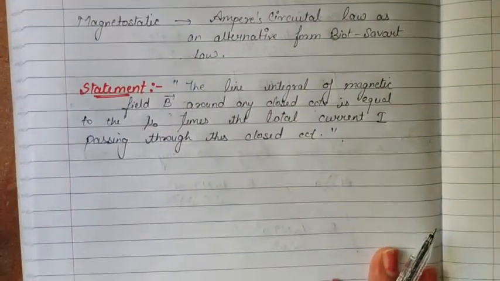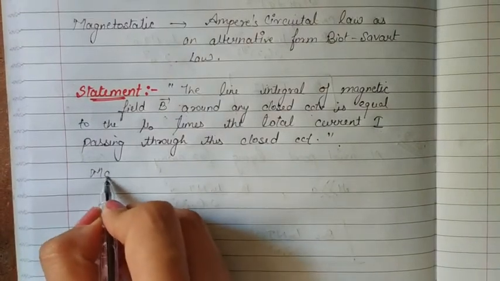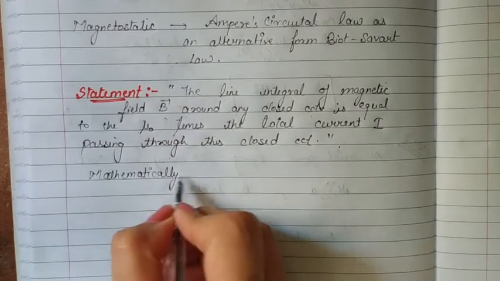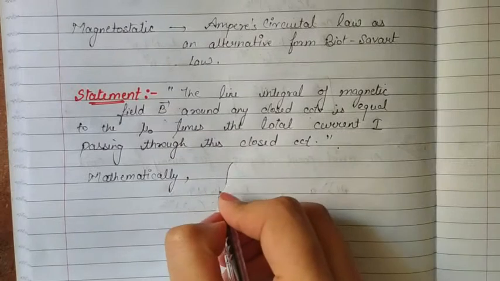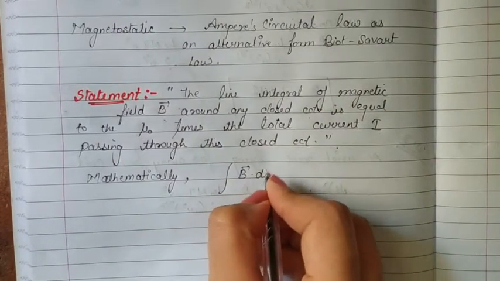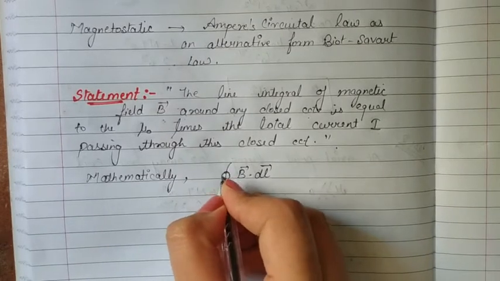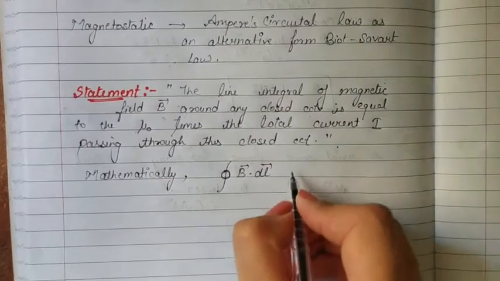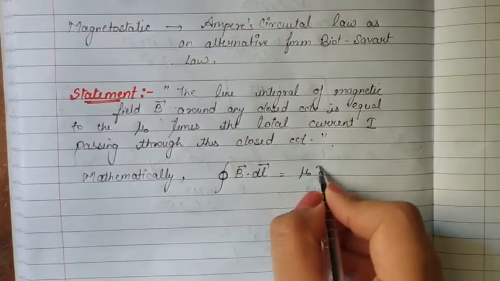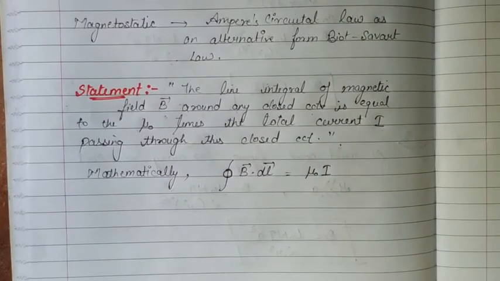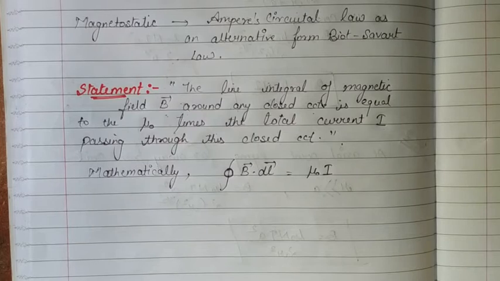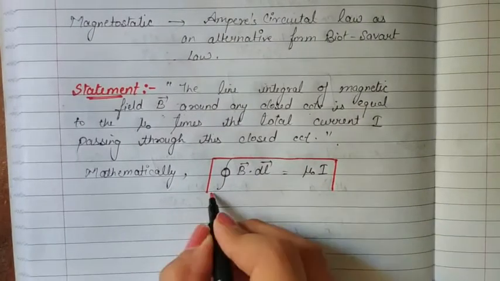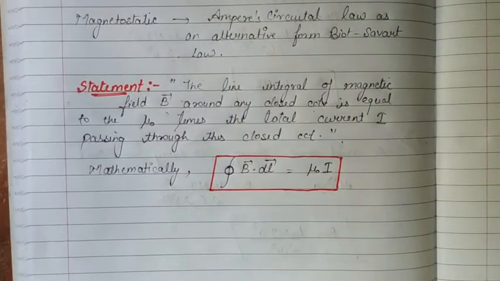So if we want to write it in mathematical form, we can write it as the line integral of B vector for a closed circuit. Now this represents that the integration is happening over a closed circuit, and it is equal to mu naught times the total current I passing through or flowing across that closed circuit. This is the mathematical form of Ampere Circuital law that we can use instead of Biot-Savart law.